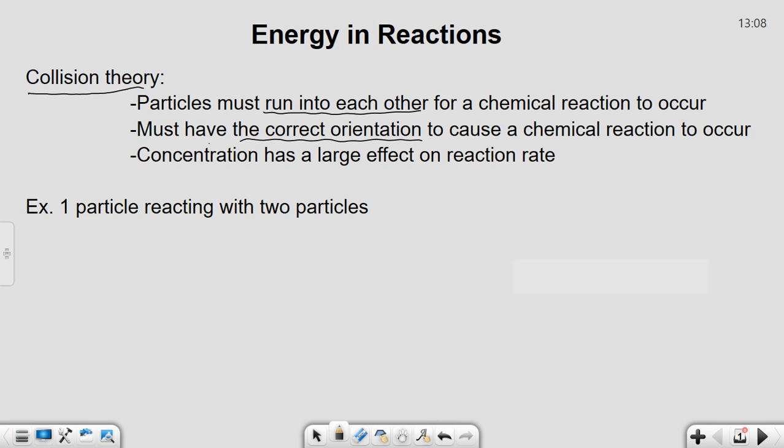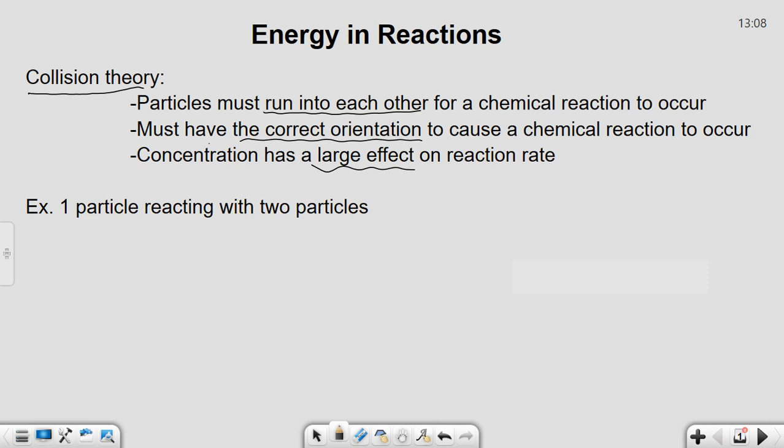Last one, something to think about here. Your concentration has a large effect on your reaction rate, which again kind of makes sense. If they have to run into each other at just the right angle for a reaction to occur, the more of them I have around, the higher the concentration, the more of them are going to be bumping into each other. And the more of them that are bumping into each other, the more likely they are to just randomly end up in the correct orientation for a chemical reaction to occur. So concentration ends up having a large effect on reaction rate. If you raise the concentration up, the reactions tend to go faster and faster.